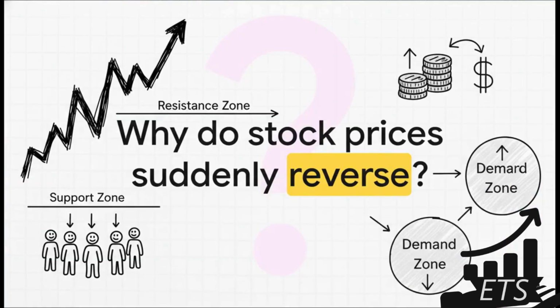So that's the big question, isn't it? It looks so chaotic, totally random. But what if I told you there are these predictable zones where reversals tend to happen? And they're not driven by some complex secret, but by the simple, powerful forces of human psychology and basic economics.